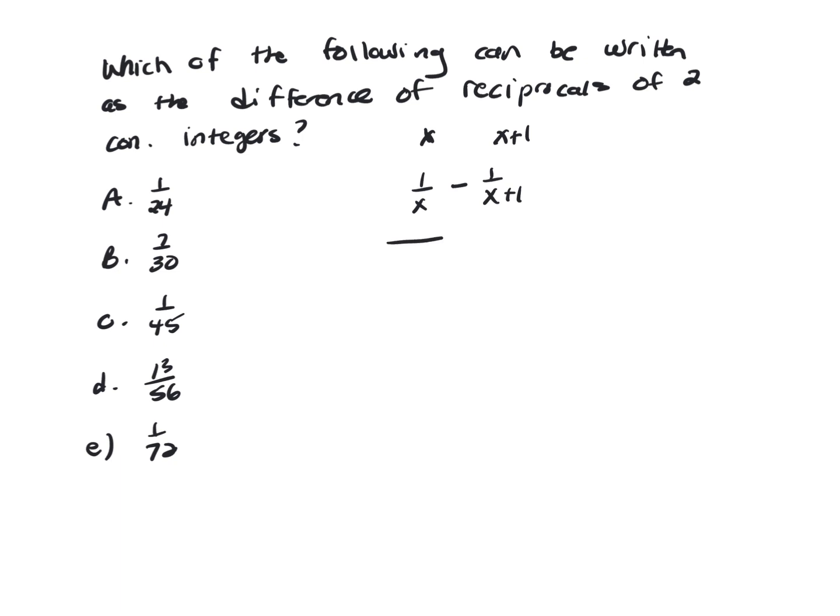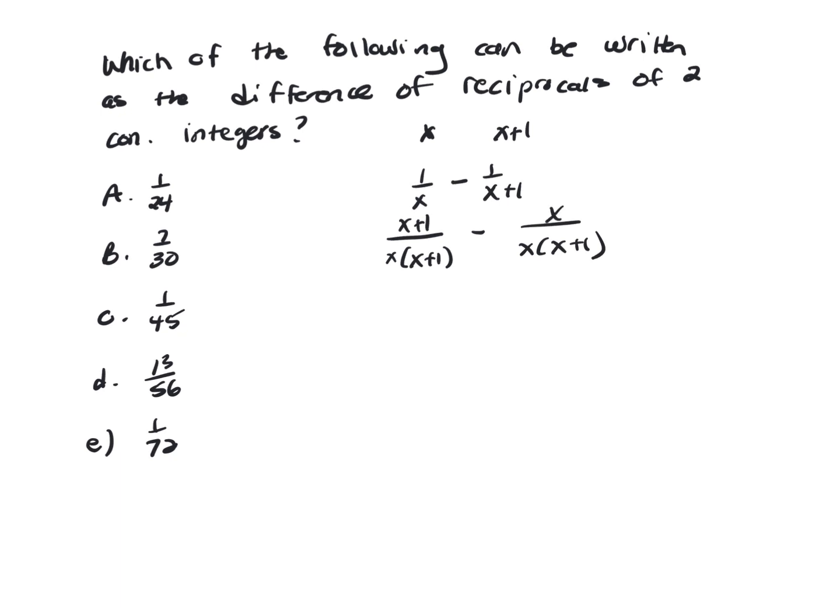And I want to find the difference. So I'd have to get a common denominator of x times x plus 1. So this needs to be x plus 1, and this needs to be x. And if you subtract, those x's will cancel, and you're left with 1 over x times x plus 1. So that's the format right there.